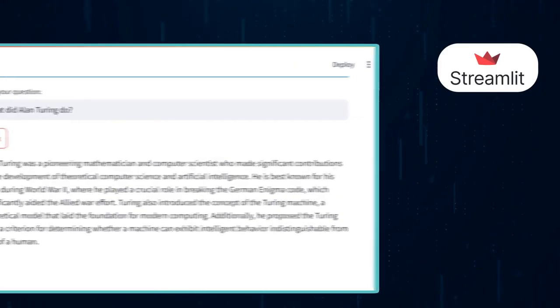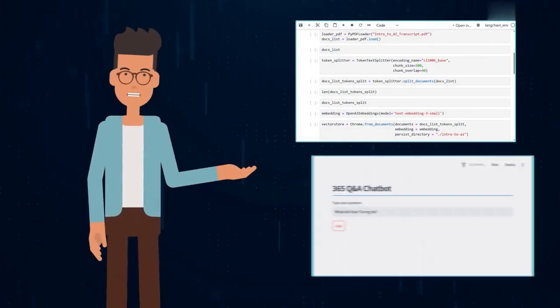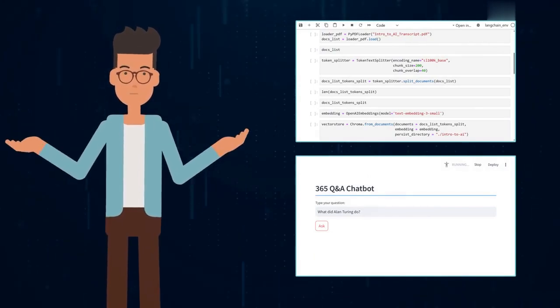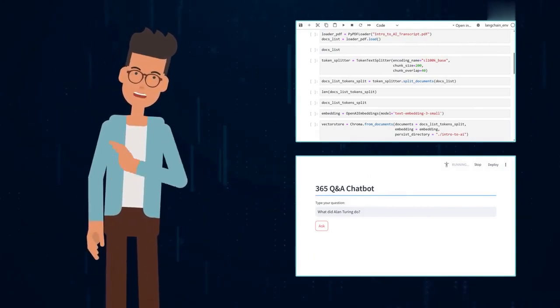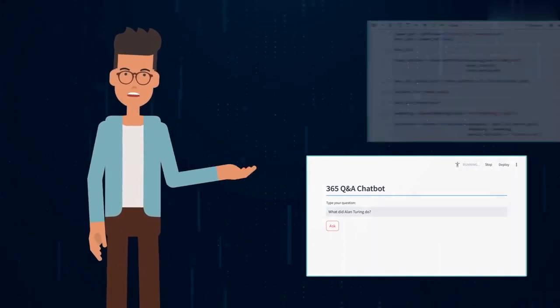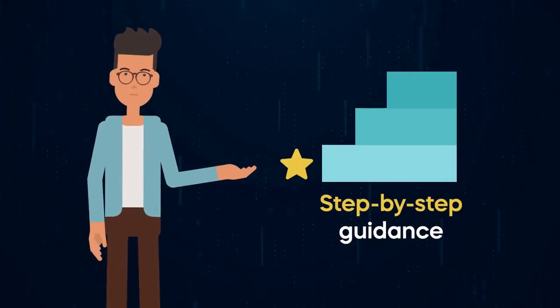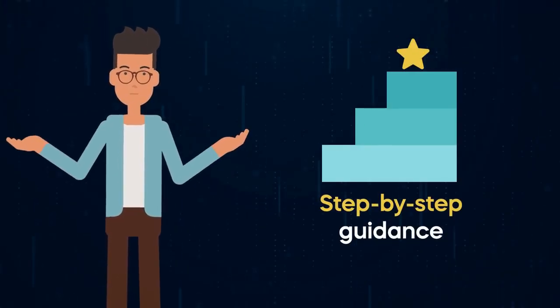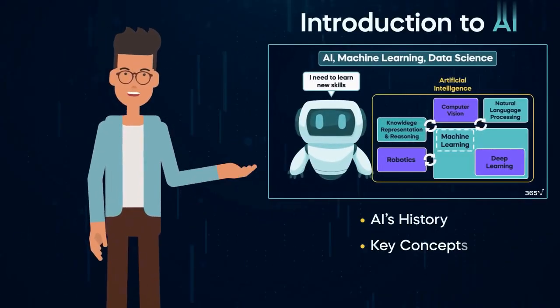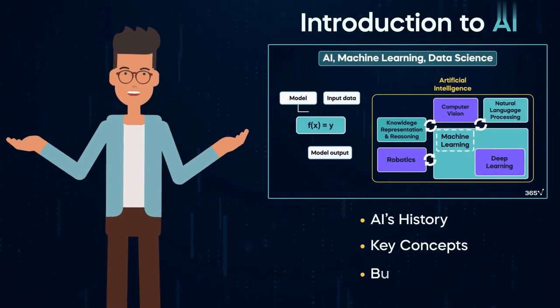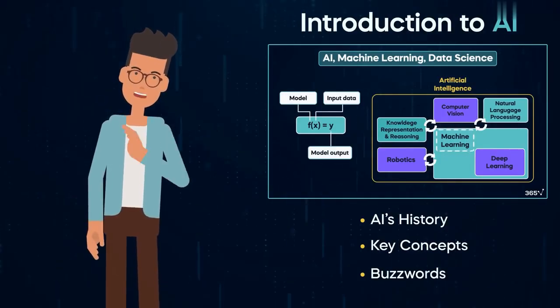How cool is that? This is the type of project you can build after completing the course. Even if some of the implementation felt a bit advanced, don't worry. That's where the fun begins. You'll quickly pick up all the necessary skills with careful, step-by-step guidance. We'll kick things off by exploring AI's history, key concepts, and those all too familiar buzzwords.